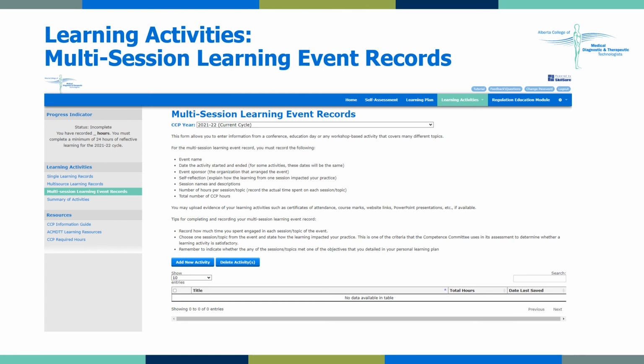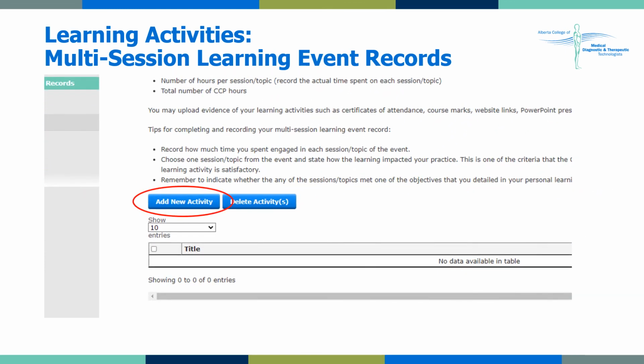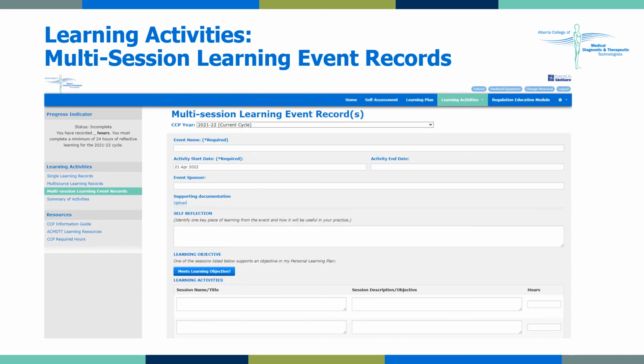To view examples of how to complete a multi-session learning event record, please see the My CCP examples document at acmdtt.com/CCP. To add a new record, click the Add New Activity button. As with the other type of learning records, all of the fields within the multi-session learning event record are mandatory, aside from the activity end date.